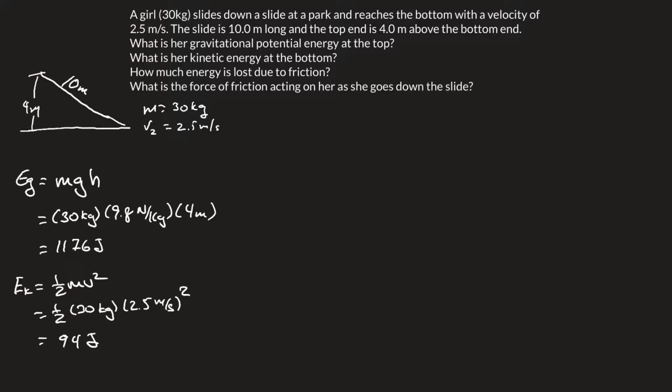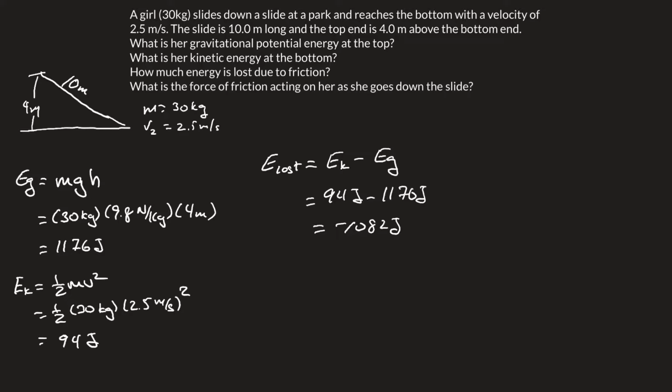So the energy lost due to friction, so we could say the E lost, is simply going to be her final energy minus her initial energy. In this case, her final energy is all EK and her initial energy is all EG. So that's 94 joules minus 1,176 joules, which leaves us with 1,082 joules of lost energy.